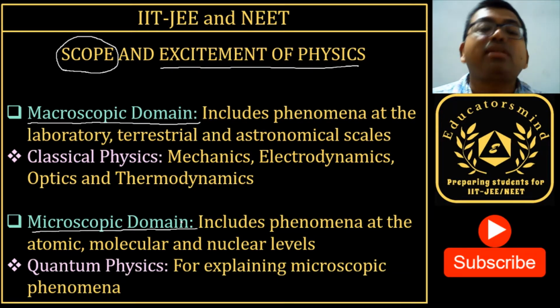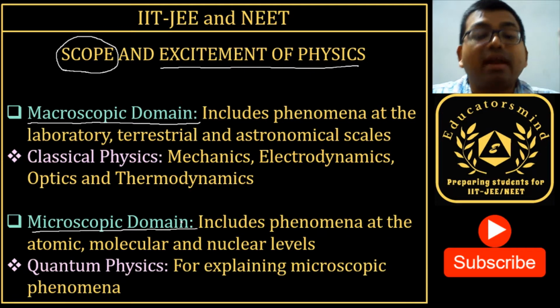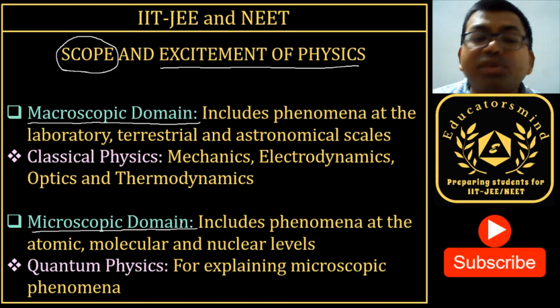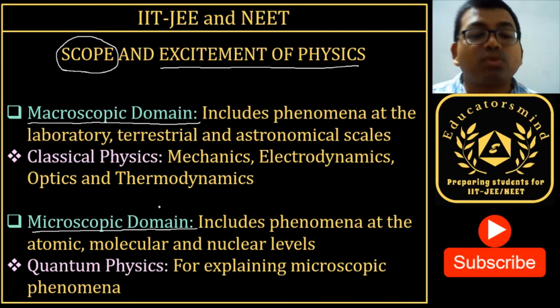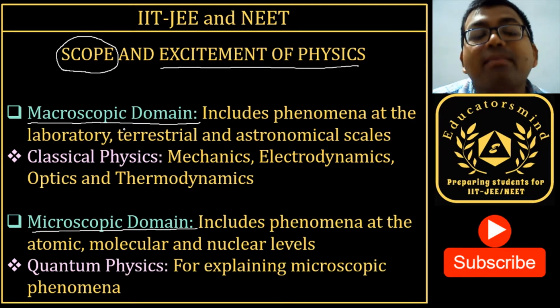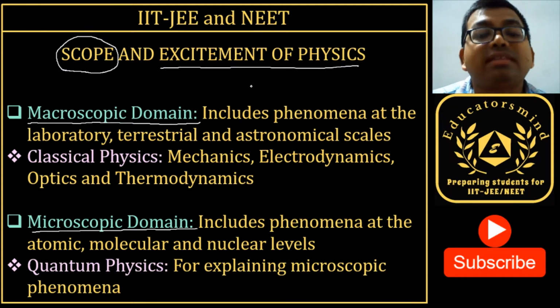It's not that physics is applied only to atoms and molecules, it is applied to that extreme level, and the other extreme is the microscopic domain. First of all, we are going to understand in more detail a little bit about the macroscopic domain, then we will go to the microscopic domain. So what is this macroscopic domain? As I told, it's the bigger picture that is happening in nature.